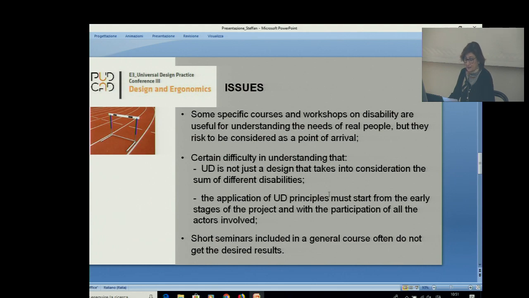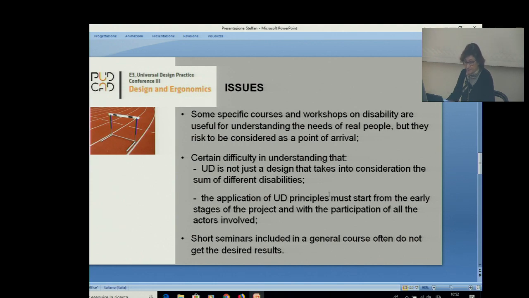Despite a great interest and sensitivity of the learners for the ethical and social aspect, there is a certain difficulty in understanding that universal design is not just a design that takes into consideration the sum of different disabilities, especially when the basic preparation is different, as it depends on the individual academic and professional career path, cultural background, age, that the application of UD principles must start from the early stages of the project and with the participation of all the actors involved, going beyond the simple application of the legislation.